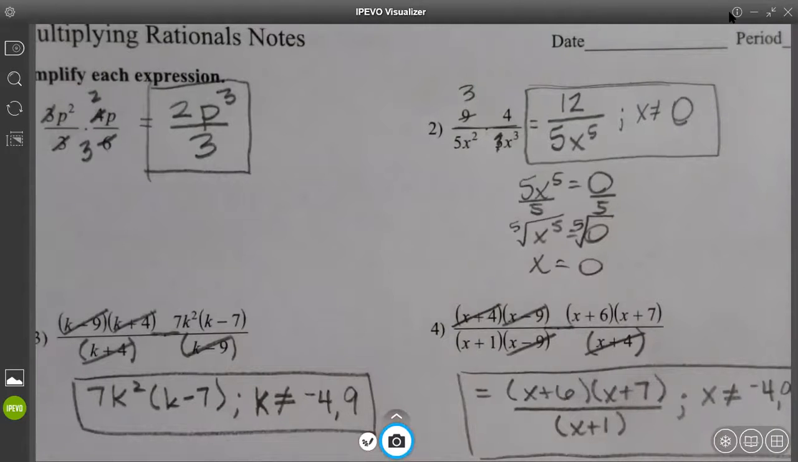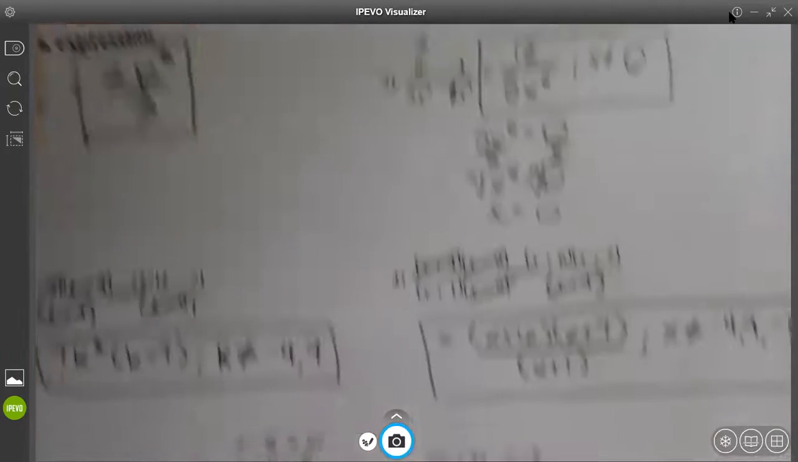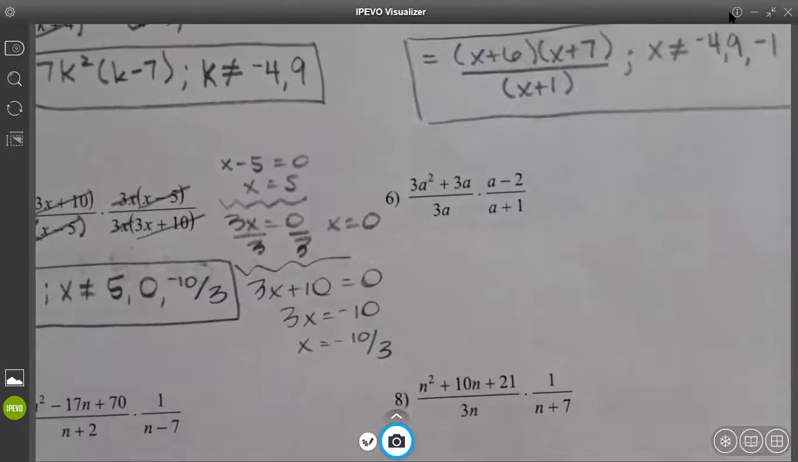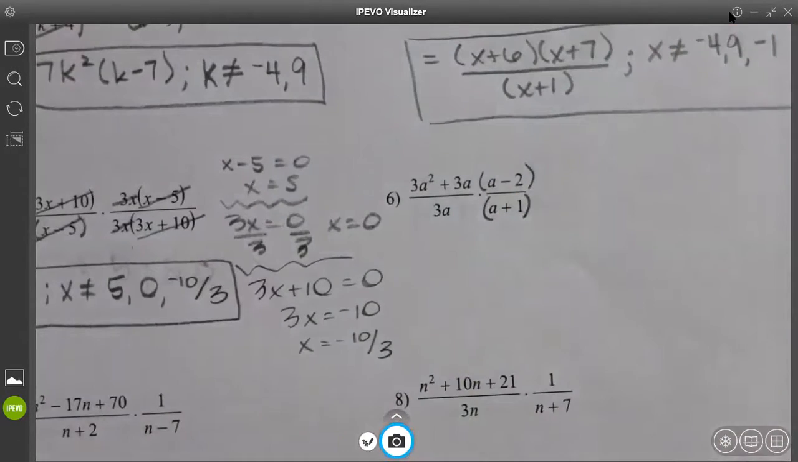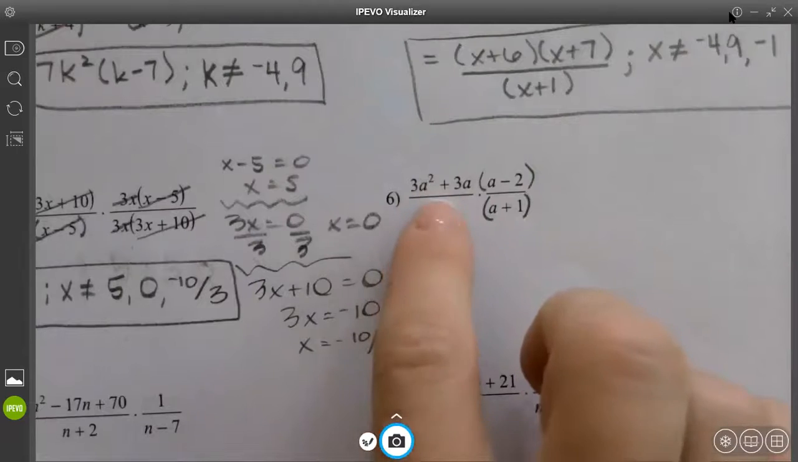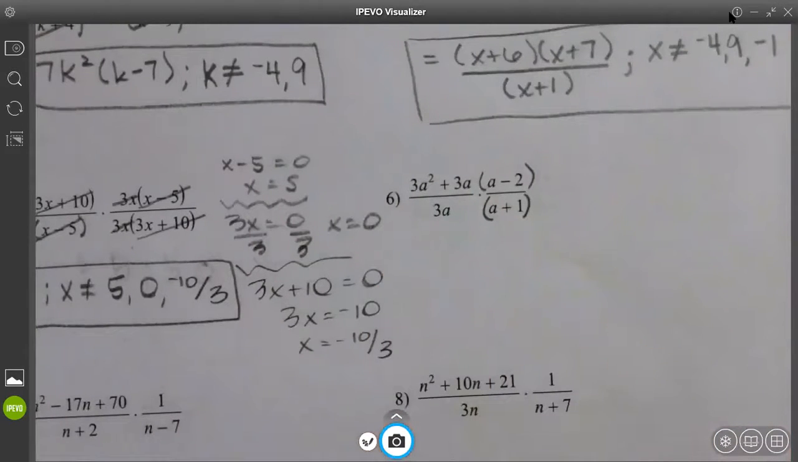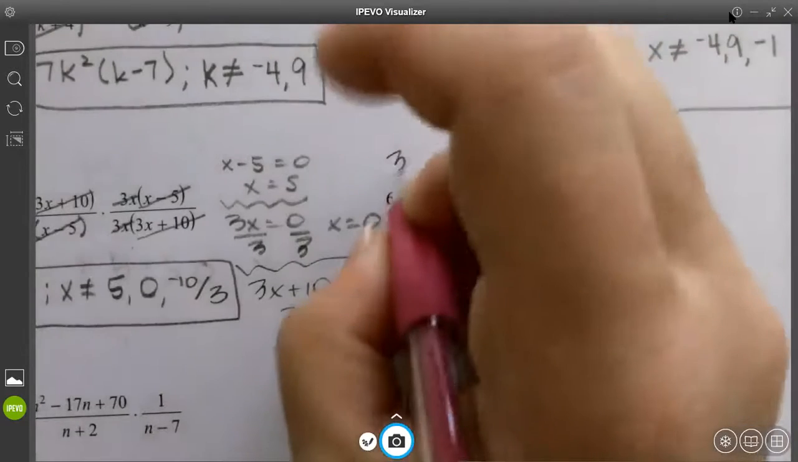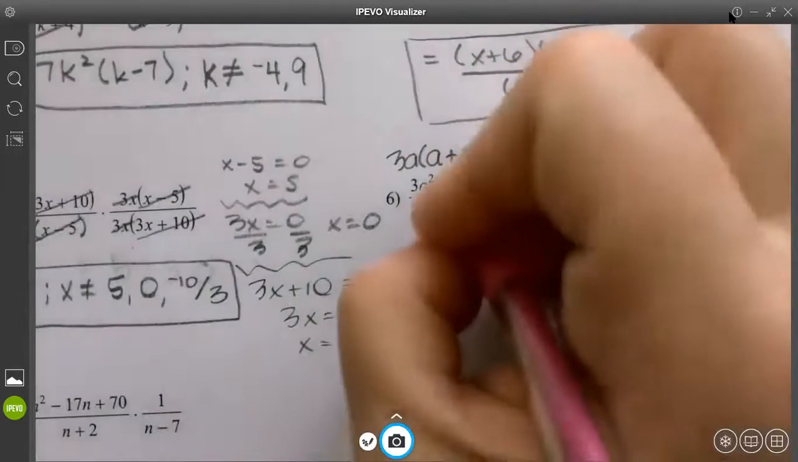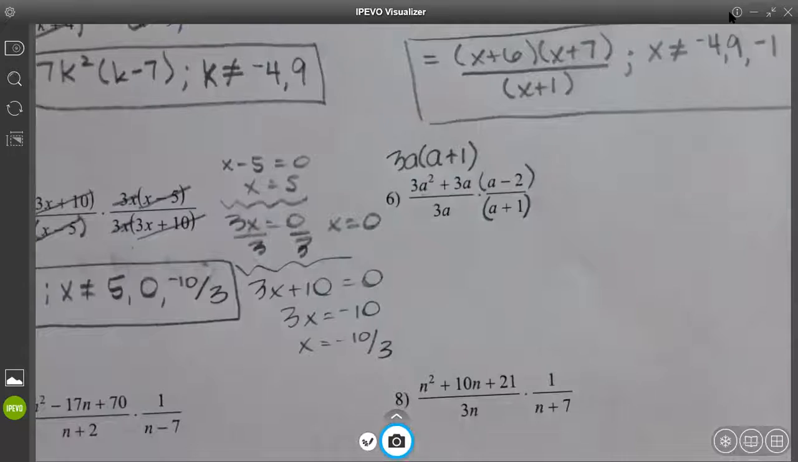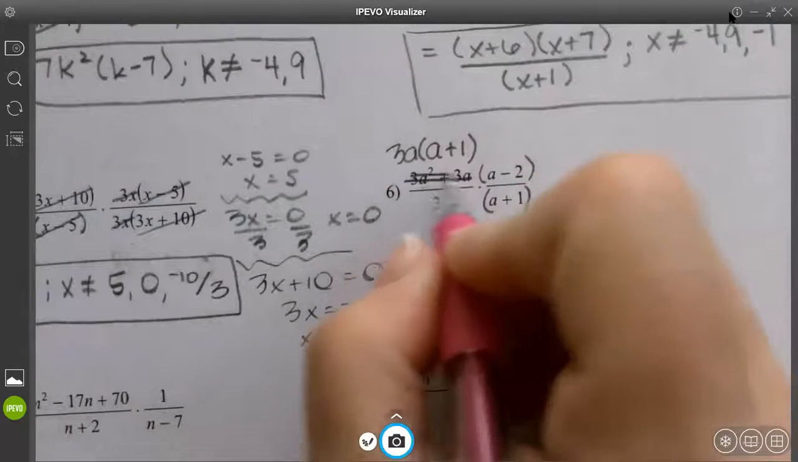All right, pop down to number 6. This one is not factored. Now the a minus 2 and the a plus 1 is factored. But this top is not. What can I take out of that? Because we always want to do GCF first. What can I take out of 3a squared and 3a? 3a. That leaves 1a in the beginning. If I take everything out, remember it leaves a 1. So then we don't have this anymore. You don't have to look at it.